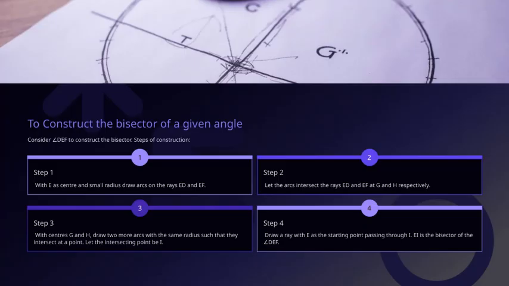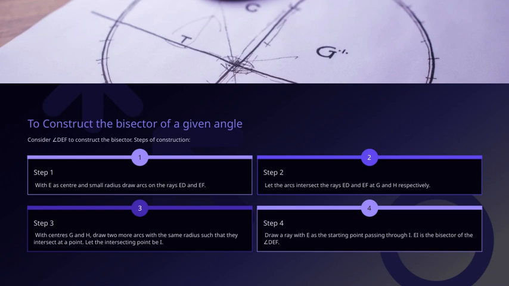Let's walk through how to construct the bisector of a given angle, specifically DEF. First, we'll focus on the initial step. Using point E as the center, we draw small arcs on both rays ED and EF. The key here is to make sure these arcs intersect the rays at points that are conveniently spaced, as they'll serve as reference points for the next steps. Next, we look at where those arcs intersect the rays. Let's call those points G and H now.